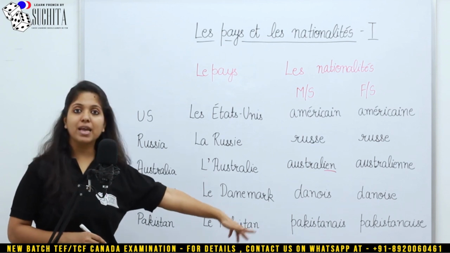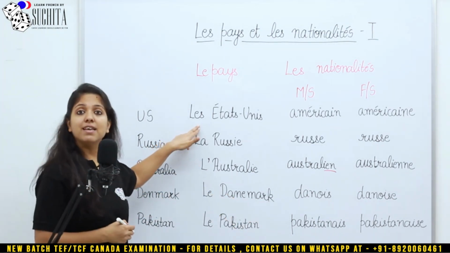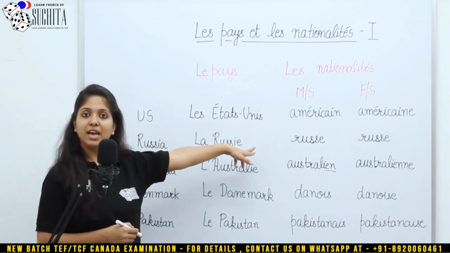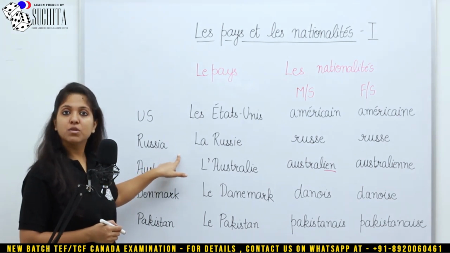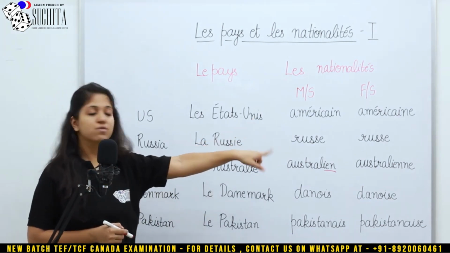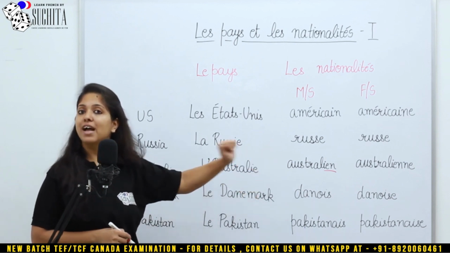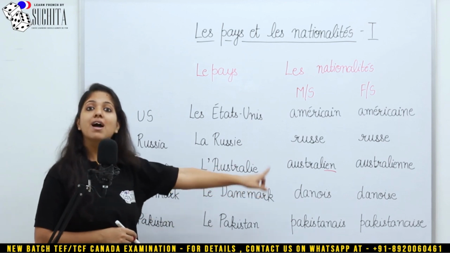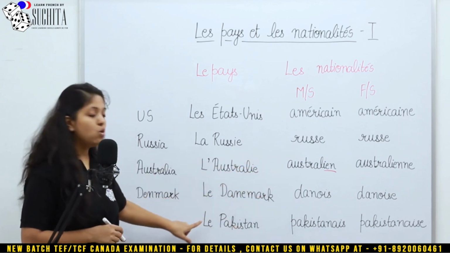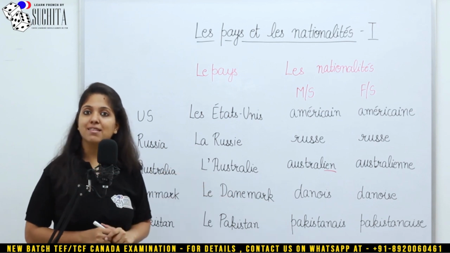So Pakistanais, Pakistanaise. Allez, on les répète. Les États-Unis, américain, américaine. La Russie, russe, russe. L'Australie, australien, australienne. Le Danemark, danois, danoise. Le Pakistan, pakistanais et pakistanaise.